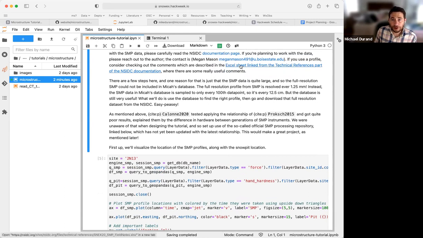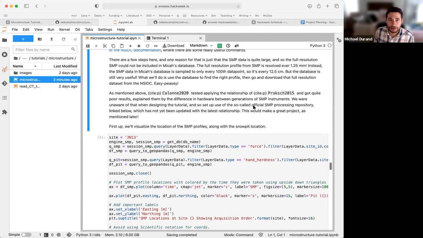If you use a profile, you might consider checking out this Excel sheet, which is also on the NSIDC. And it's for almost 1,000 profiles, any notes, any comments, like, oh, I didn't get through this hard layer for this profile, anything like that is all logged there.